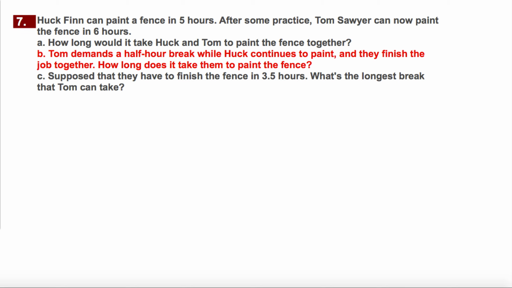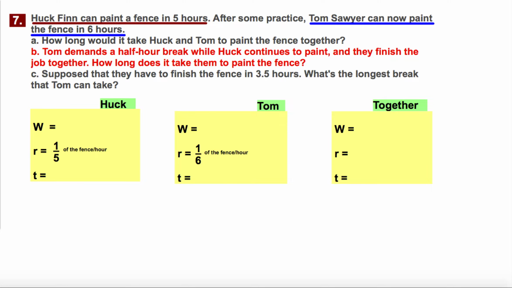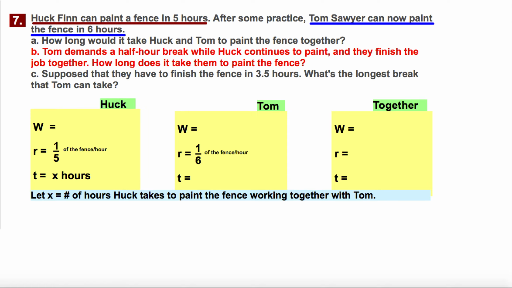Part B. Tom demands a half-hour break while Huck continues to paint, and they finish the job together. How long does it take them to paint the fence? We reconstruct our work rate timetables for Huck, Tom, and their work together. Let x be the number of hours Huck takes to paint the fence working together with Tom. Work equals rate times time, so Huck's work is x over 5 of the fence.